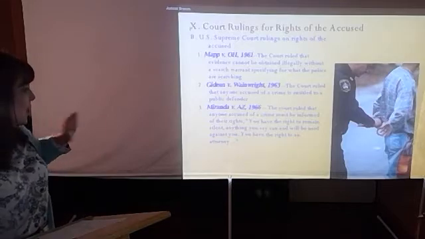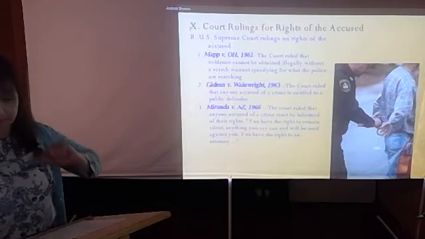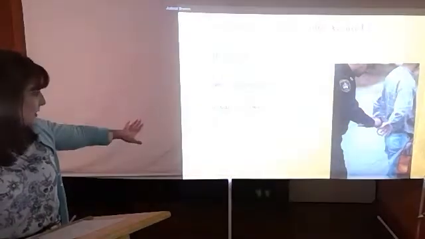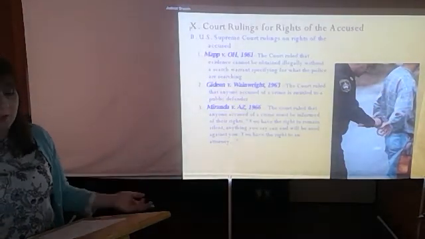Okay. That's where we get the Miranda warning. That's why we call it the Miranda warning, as it comes from the case Miranda versus Arizona, and it's listing for the accused what their rights are.